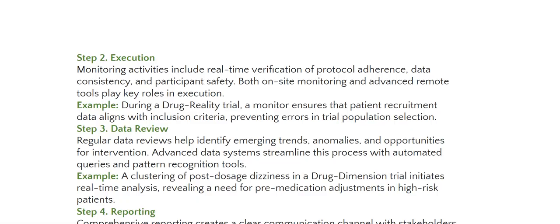Step 4. Reporting. Comprehensive reporting creates a clear communication channel with stakeholders like sponsors, ethics boards, and regulators. Reports detail major deviations, outcomes, and any corrective and preventive actions. Example: a drug reality trial report notices significant adherence discrepancies in younger populations, leading to recommendations for improved monitoring mechanisms.